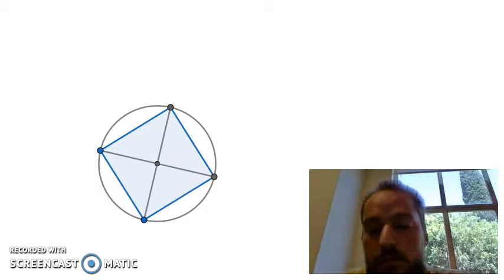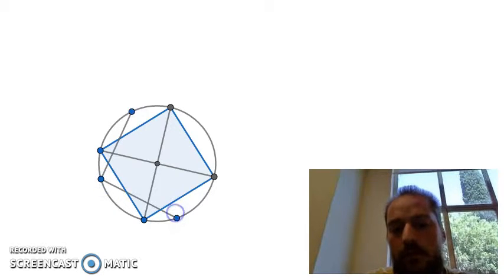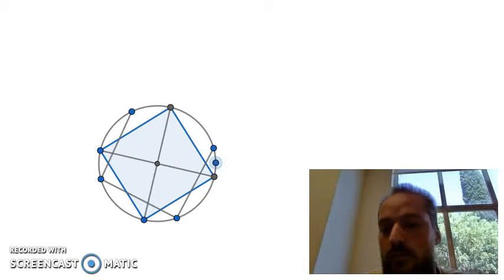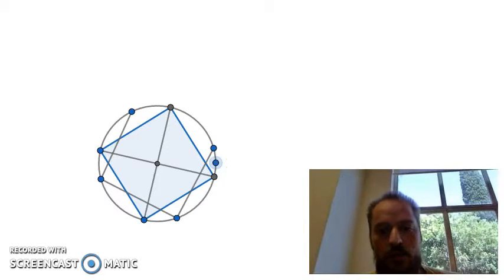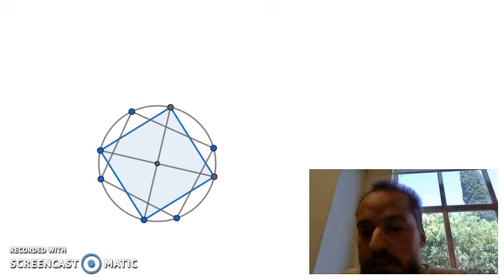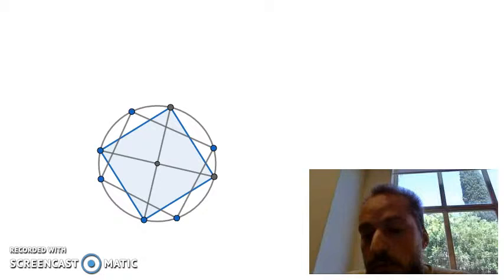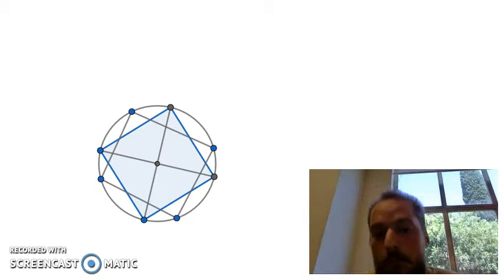Now we can do this for all sorts of quadrilaterals, rectangles for example, but also for other quadrilaterals. So here I just drew one that's inscribed in this circle, but not all quadrilaterals can be inscribed in a circle. And so what we're going to do today is explore the properties of a quadrilateral that allows it to be inscribed in a circle.